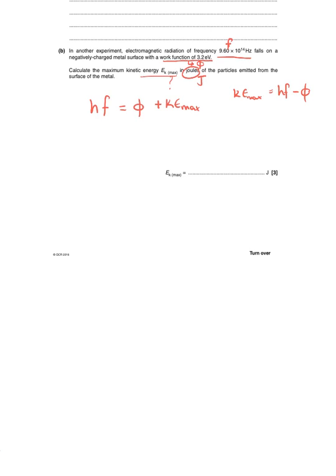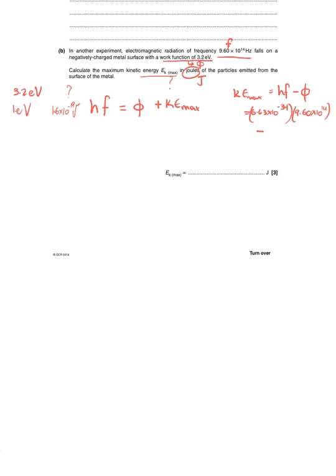into the equation. Here I have 6.63 times 10 to the minus 34 times the frequency, which is 9.60 times 10 to the 14, minus the work function. Now the work function is given to me in electron volts. It says 3.2 electron volts. How much would that be in joules if 1 electron volt is 1.6 times 10 to the minus 19 joules?